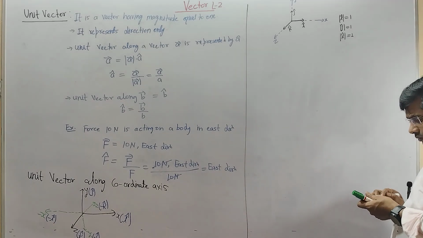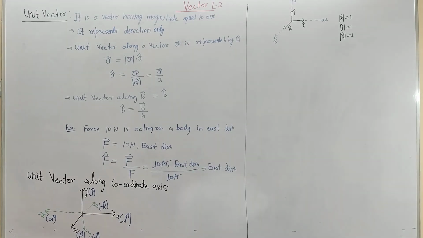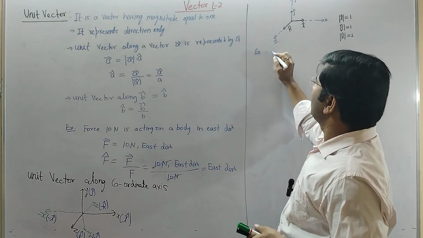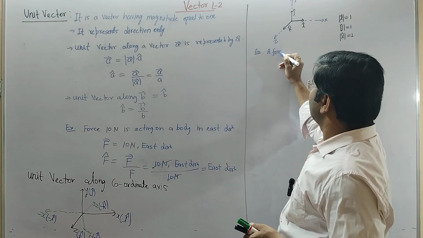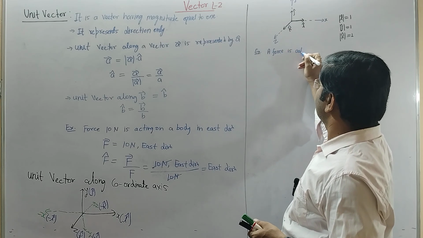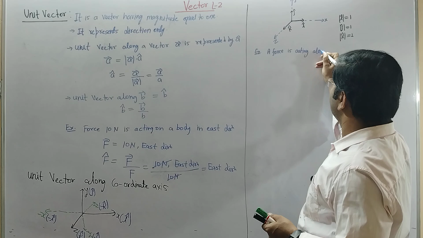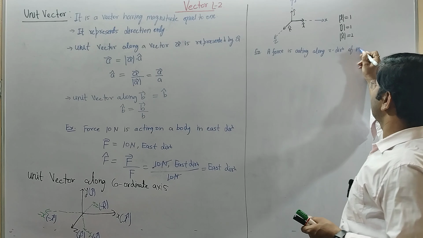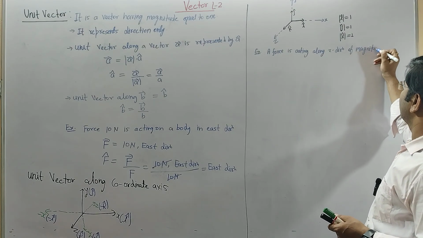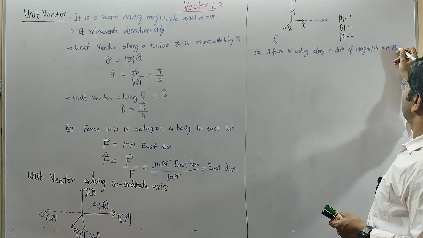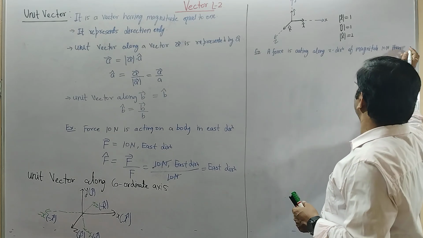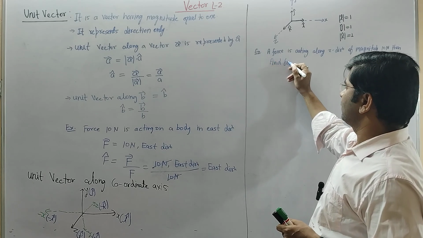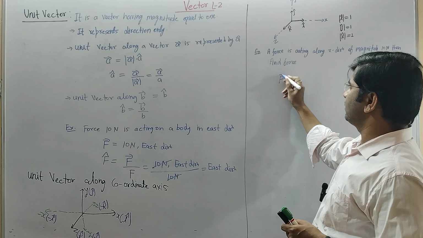Okay. So if I'm giving an example that a force is acting along x direction, of magnitude 10 Newton, then how will I write force? Then find force. So force is a vector quantity, so vector means this is a force.